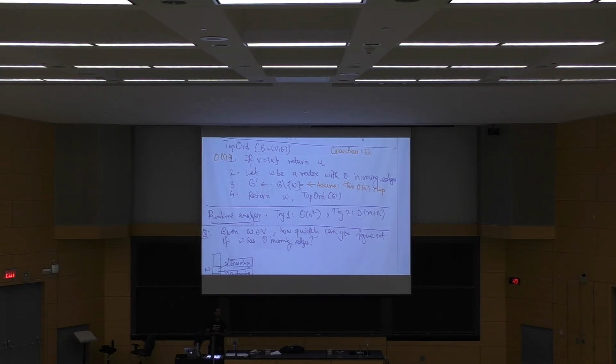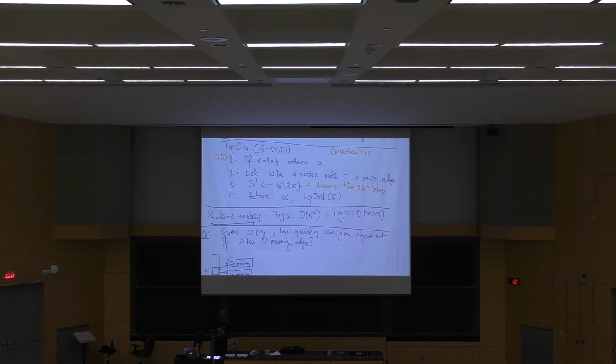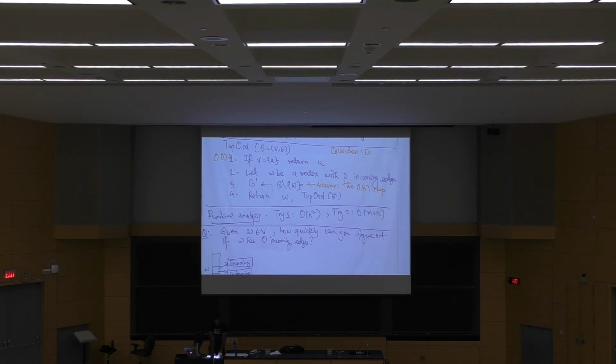Alex, O of 1, that's correct. Why? Because all we have to do is see if there's anything in the incoming list. So if W has no incoming edges, then all you need to check is whether this list of incoming edges is empty or not. Checking whether, say, a linked list has anything or not is a constant time operation, right? So checking is empty is a constant time operation.